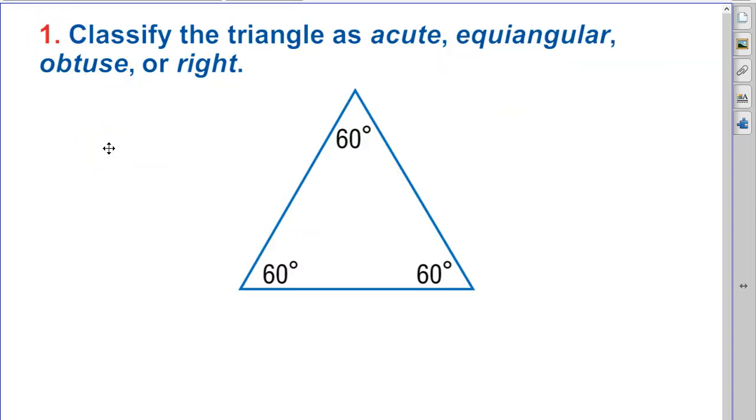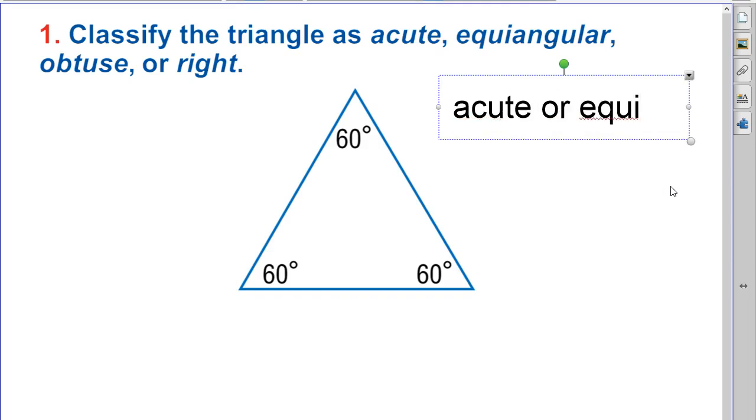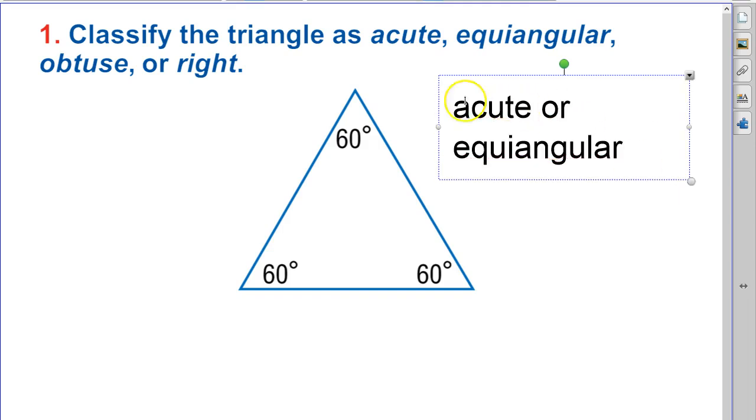So the first example here is to classify the type of triangle we have as acute, equiangular, obtuse, or right. In this case, you can see all three of the angles are acute, and they're all equal. So you actually could do two. You could do acute or equiangular. Either one of those would work. Most specifically it is equiangular, but you could also call it acute.